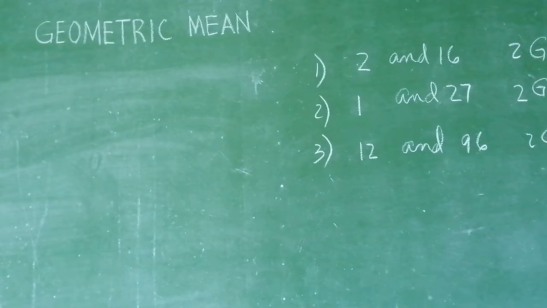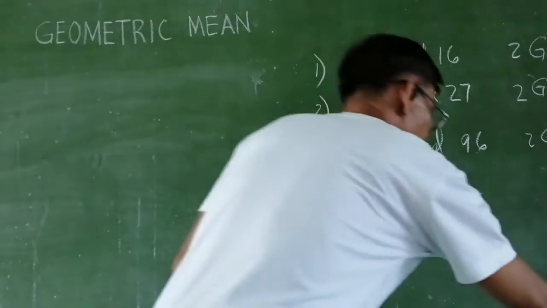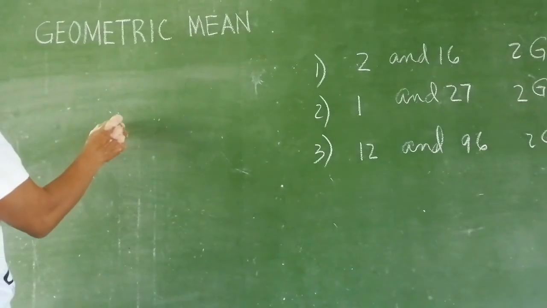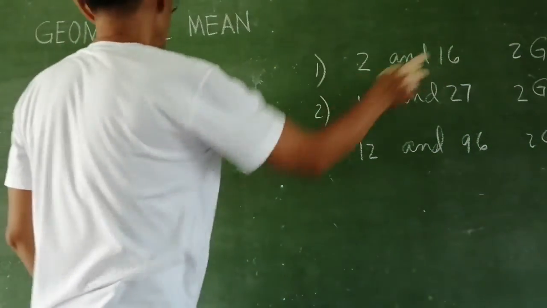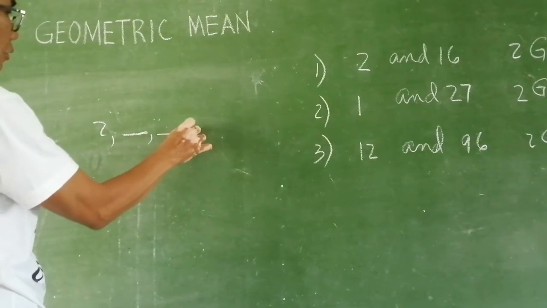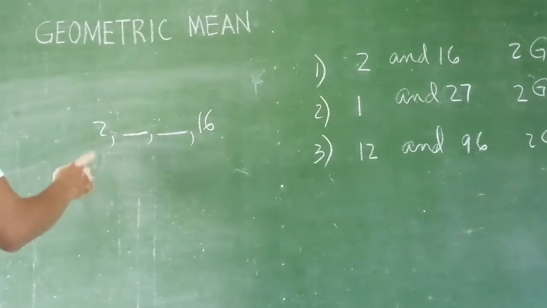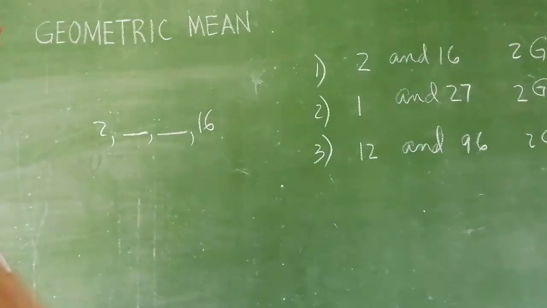So we are going to have examples of this on the board. Okay. So supposing we have 2 and 16 here. We are going to insert 2 geometric means like this. So 2 will become your first term and 16 will be your fourth term.